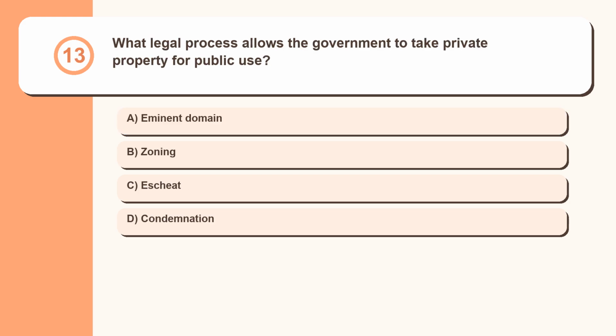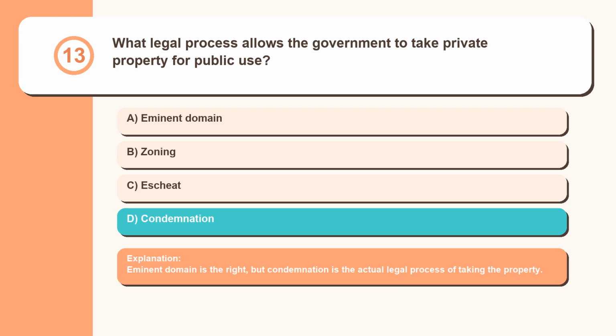Question 13. What legal process allows the government to take private property for public use? Eminent domain, zoning, escheat, condemnation. Eminent domain is the right, but condemnation is the actual legal process of taking the property.